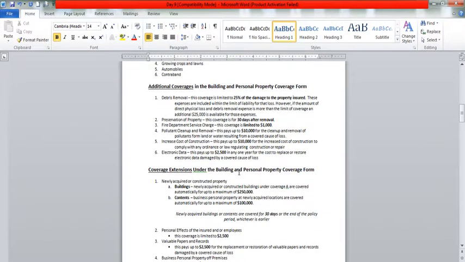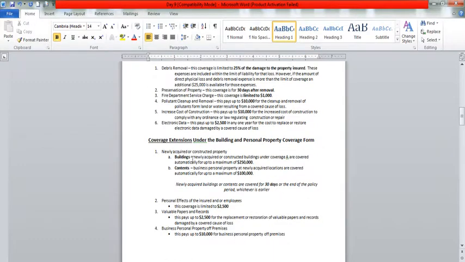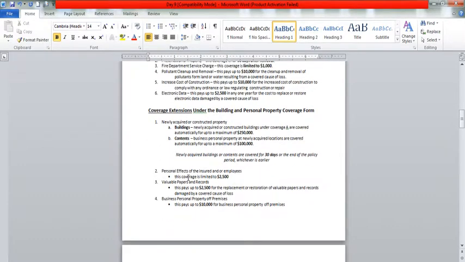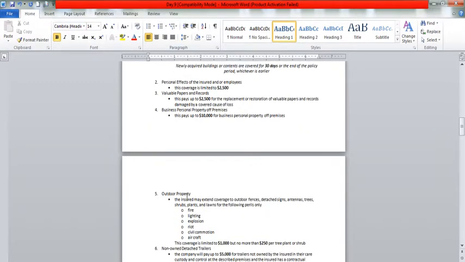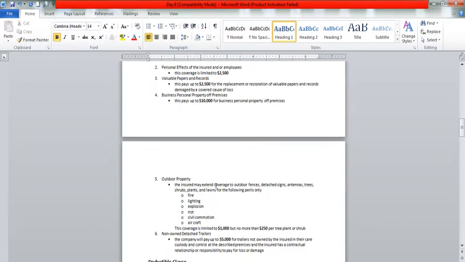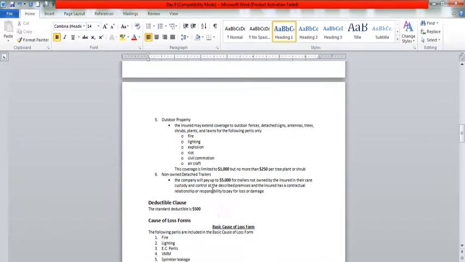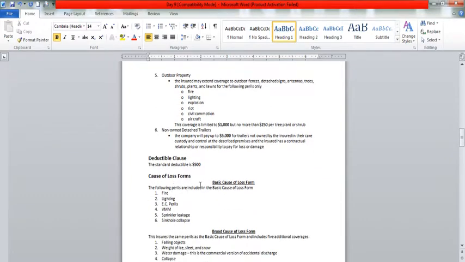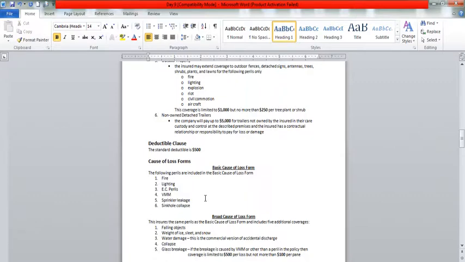Coverage extensions under the building and personal property coverage form. Newly acquired or constructed property, buildings newly acquired. These are some of the things. You could read this. Outdoor property, this gives you an example. The insured may extend coverage to outdoor fences, detached signs, antennas, trees, shrubs, plants, and lawns for the following perils: fire, lightning, explosion, riot, civil commotion, aircraft. And these are outdoor property. Non-owned detached trailers, that's something as well. Deductibles. The standard deductible is $500. Well, it depends.